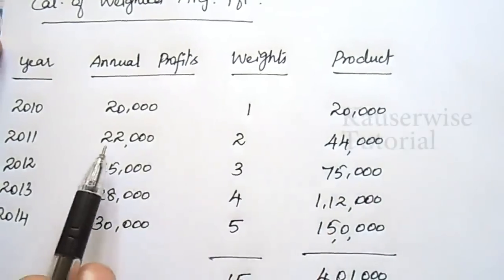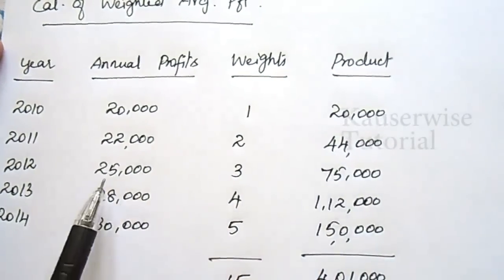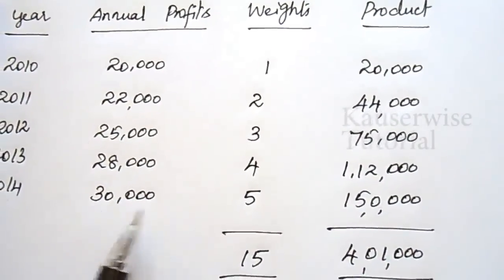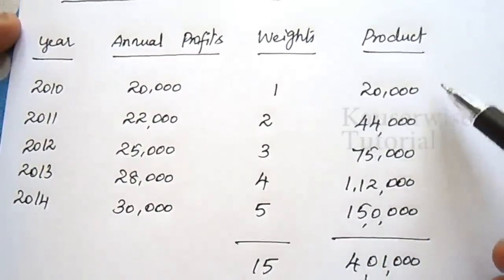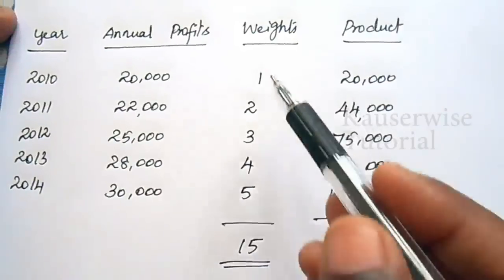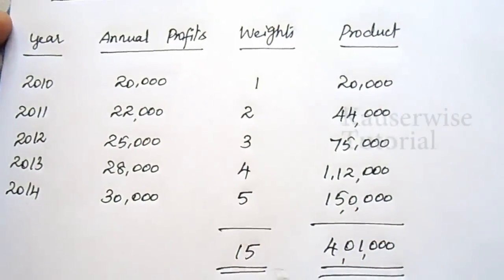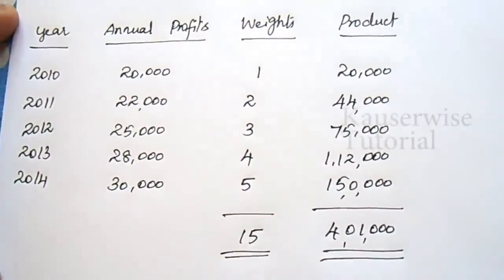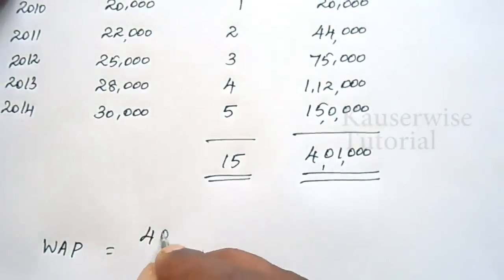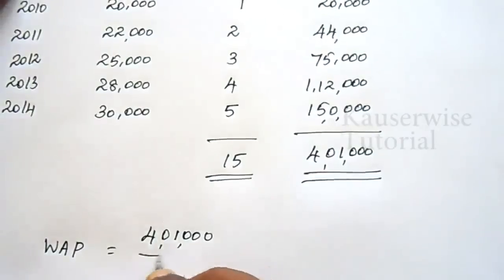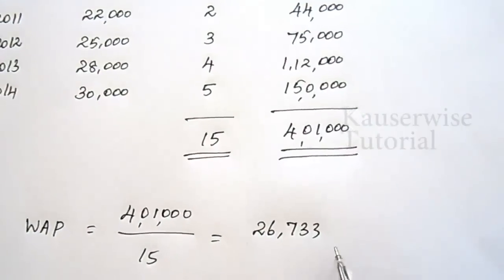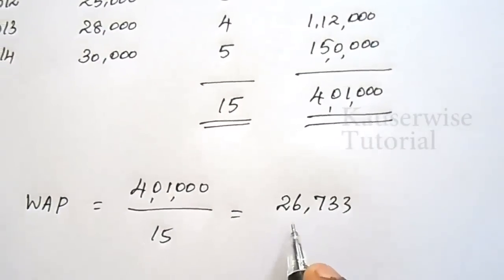20,000 into 1, 20,000. 22,000 into 2, 44,000. 25,000 into 3, 75,000. 28,000 into 4, 1,12,000. 30,000 into 5, 1,50,000. Now get the total product 4,01,000 and total weights 15, that is 1, 2, 3, 4, 5, total 15. Now find the weighted average profit. Weighted average profit is equal to product divided by total weight, which is 26,733. So this is the weighted average profit.